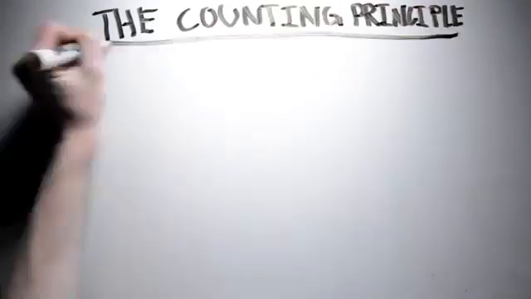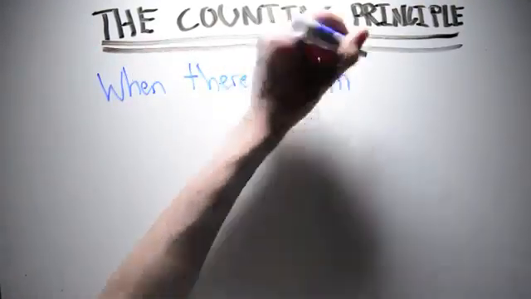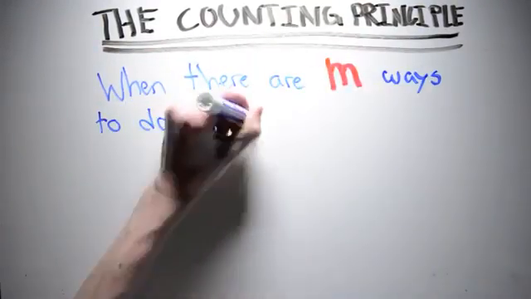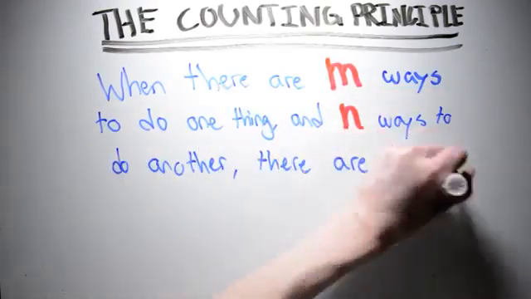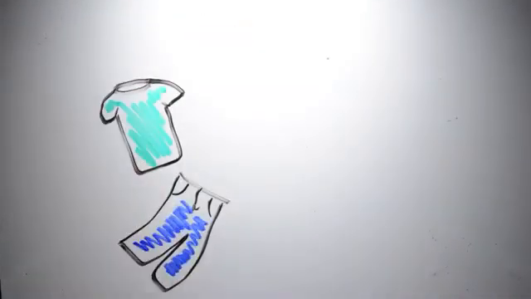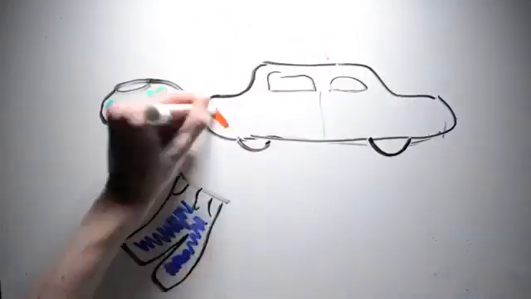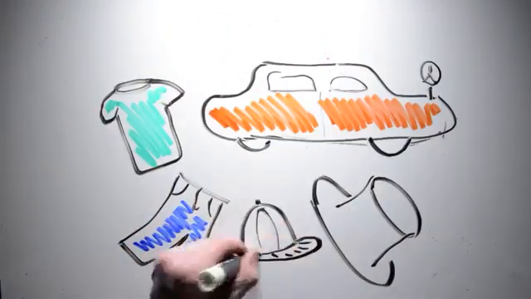As a general definition, the counting principle is this. When there are m ways of doing one thing and n ways of doing another, there are m times n ways of doing both. This is true for pants and shirts, cars and brands, hats and colors, and everything else that has some kind of variety.